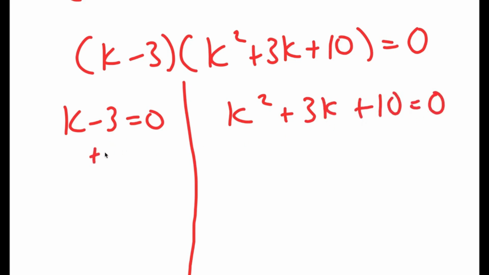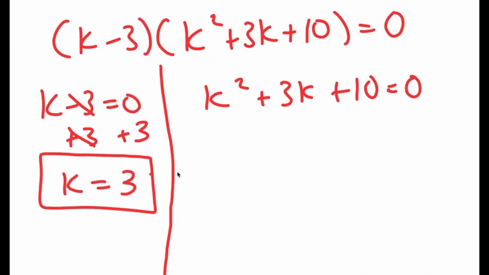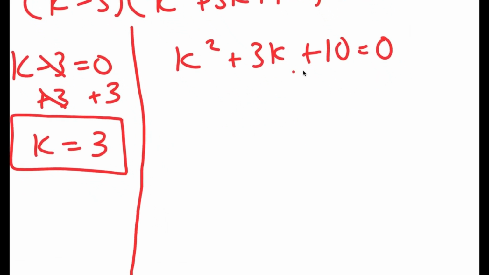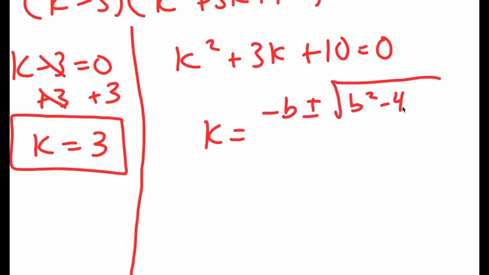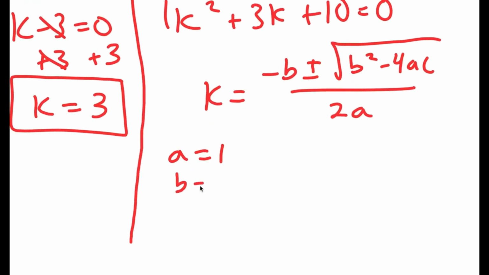So for k minus 3 equals 0, I can add 3 on both sides. So I get k is equal to 3. So this is one solution of k. And for k squared plus 3k plus 10 equals 0, because this is a quadratic equation, I can use the quadratic formula, which is negative b plus or minus the square root of b squared minus 4ac all over 2a. So in this case, a is 1, b is 3, and c is 10.